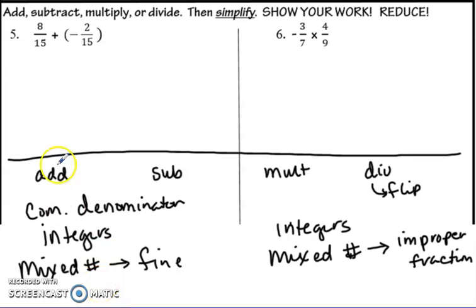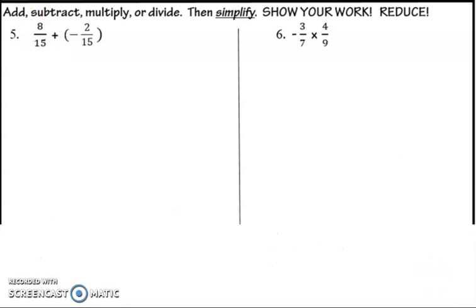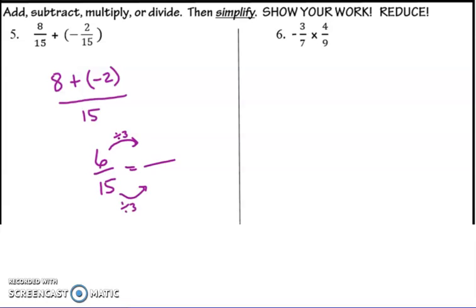Okay, let's go ahead with these problems here. I'm going to rewrite these with the common denominator, do my teacher talk here. We've got 8 positives and 2 negatives, so you take the difference of 2 and take the sign of the largest, or else recognize that you've got 6 more positives than you do negatives, and that's over 15. We need to reduce that, so we will divide each by 3, and we will get 2/5.